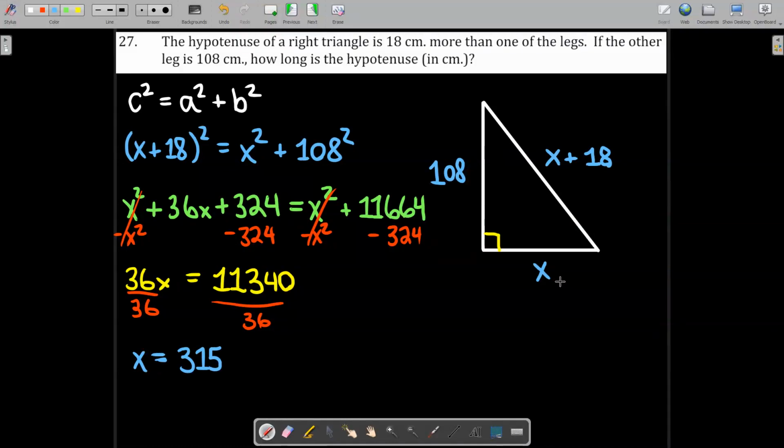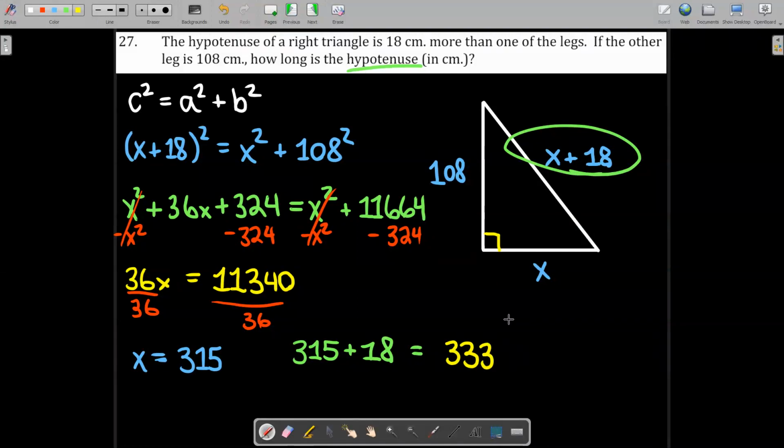But once we have the leg is 315, we are going to add 18 to that because we're looking for the hypotenuse. It says hypotenuse here. We're going to add 18 to the x value. So we do 315 plus 18 equals our answer, which is 333, and it says in centimeters. So don't forget our units. And that is the answer to number 27.